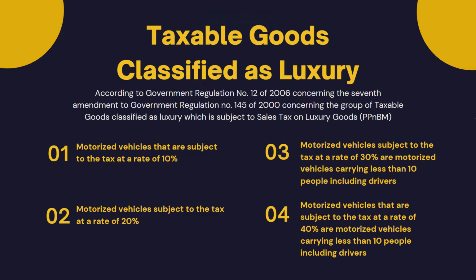The first is motorized vehicles that are subject to the tax at a rate of 10%. A motorized vehicle carrying 10 to 15 people, including the driver, with a spark ignition or compression ignition combustion engine with all cylinder capacity. And then motorized vehicles carrying less than 10 people, including drivers, other than sedans or station wagons, with spark ignition or compression ignition engines with one drive axle, or 4x2 system, with a cylinder capacity of up to 1500 cc.